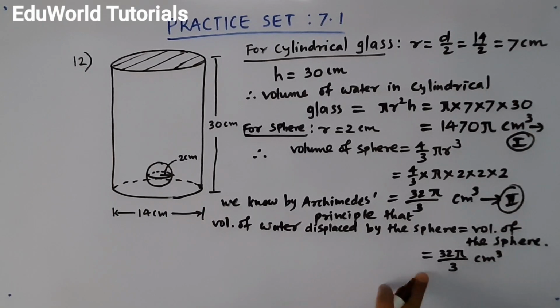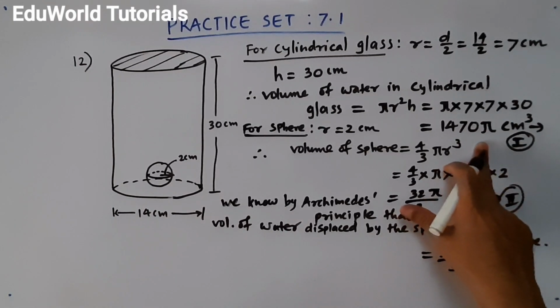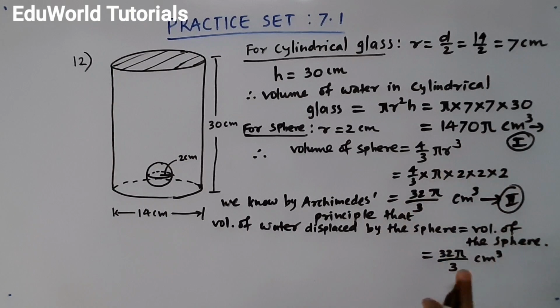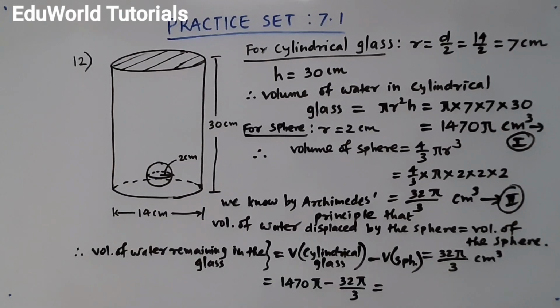And so if you subtract this volume of sphere from the total volume of water, because this is the volume of the cylindrical glass without anything inside it, then from this, if you remove the volume of the sphere, you will get the volume of the water left inside the glass. So we will do that. How to do it? I am writing the statement.